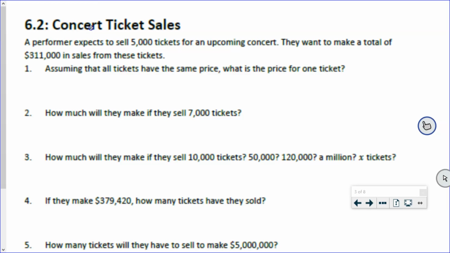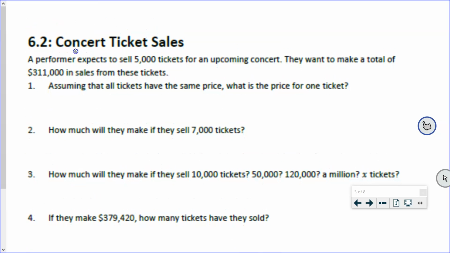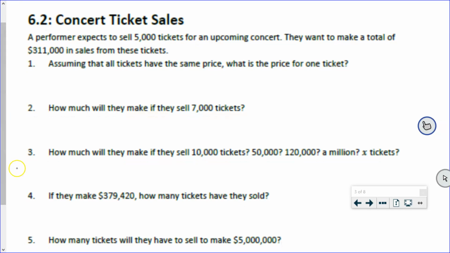And this task really kind of takes away all of the baby steps that we've been used to when it comes to writing equations. We don't have tables to look at anymore. So I want us to still make some little miniature baby tables that don't have all of the details and all the information, but they'll help us think about this problem. So it says a performer expects to sell 5,000 tickets for an upcoming concert. They want to make a total of $311,000 in sales from these tickets.